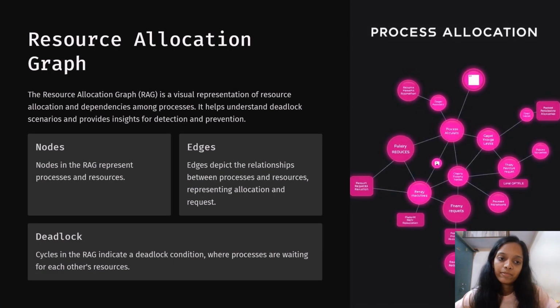Resource allocation graph. A resource allocation graph is a visual representation of resource allocation and dependencies among processes. It helps understand deadlock scenarios and provides insights for detection and prevention. Nodes. Nodes in the resource allocation graph represent processes and resources. Edges. Edges depict the relationship between the processes and the resources, representing allocation and request. Deadlock. Cycles in the resource allocation graph indicate a deadlock condition where processes are waiting for each other's resources.